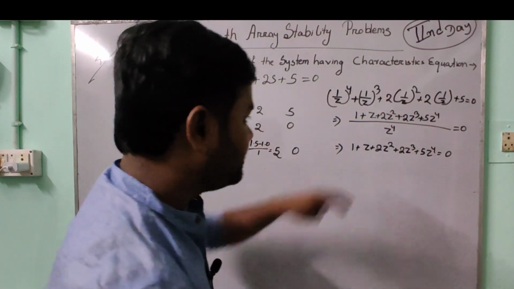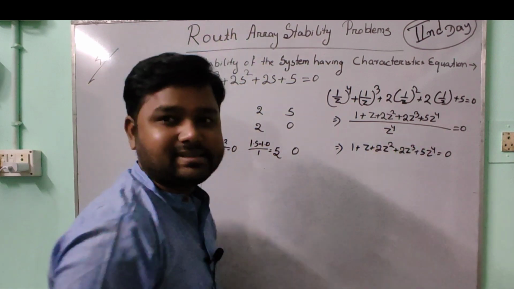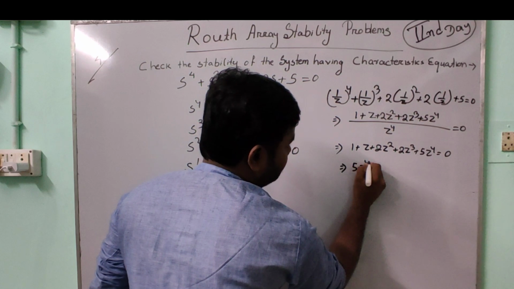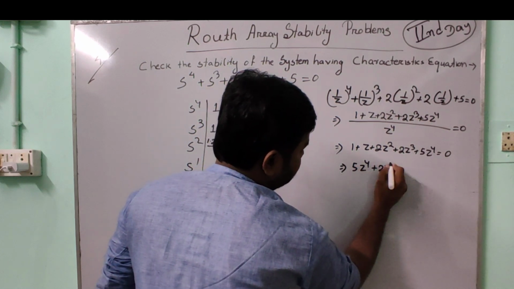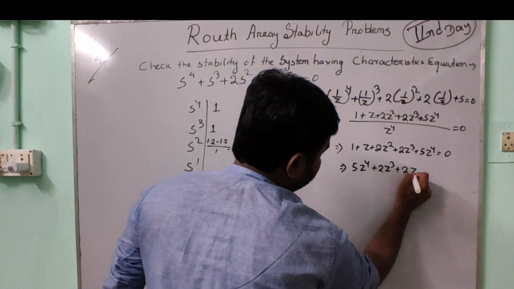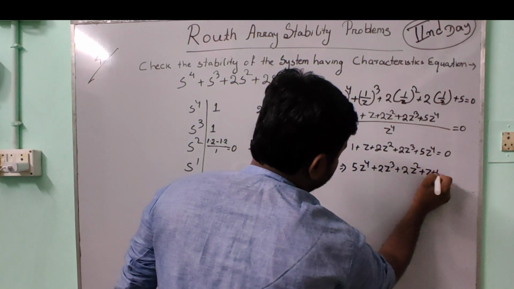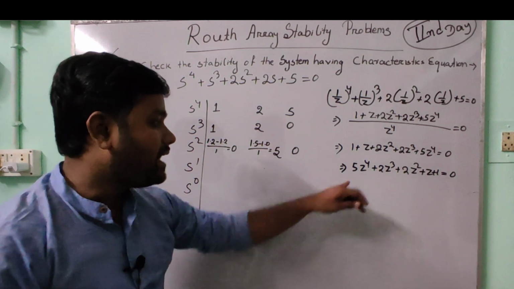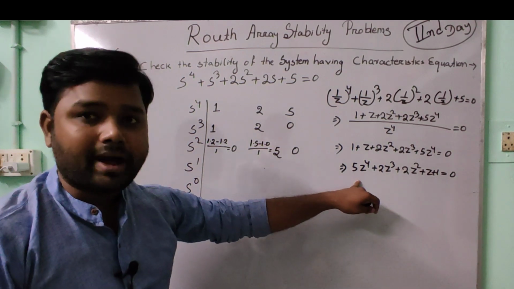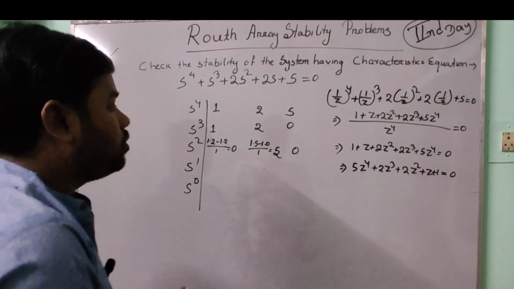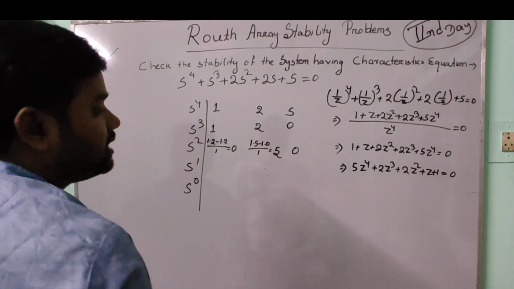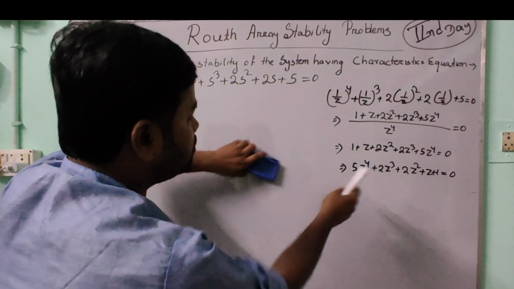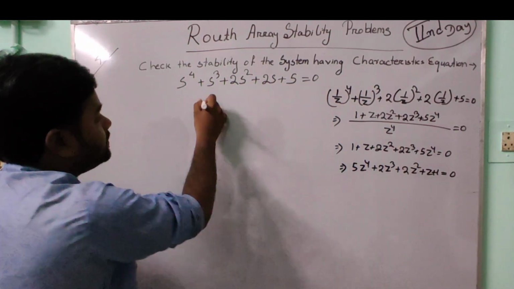Now I have to arrange it in decreasing order of z. So the equation is 5z^4 + 2z^3 + 2z^2 + z + 1 = 0. Now this is the new characteristic equation. I have to solve this equation by the Routh array method. So I will make a new Routh array, and the coefficients of z will be put here.